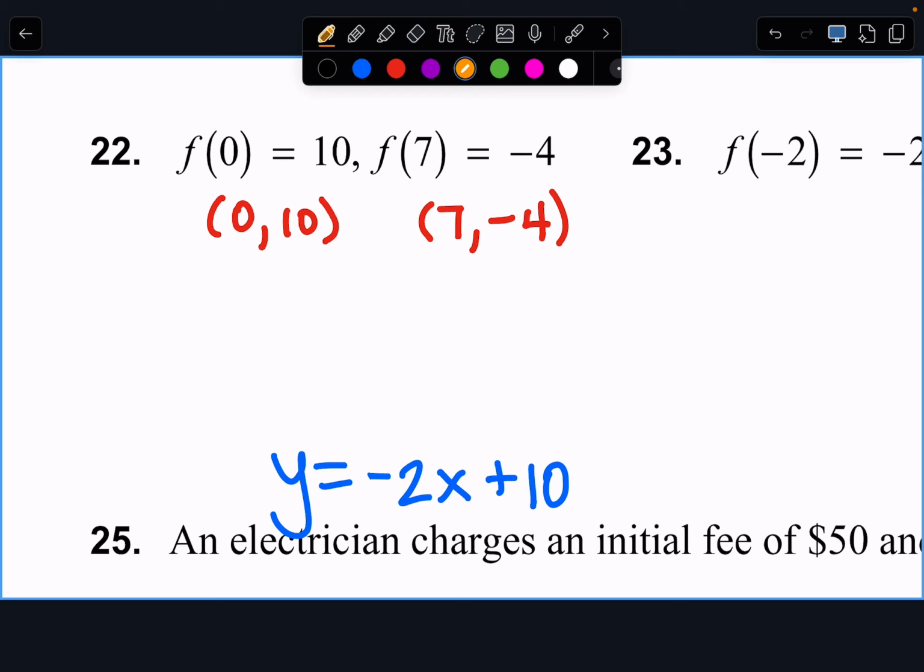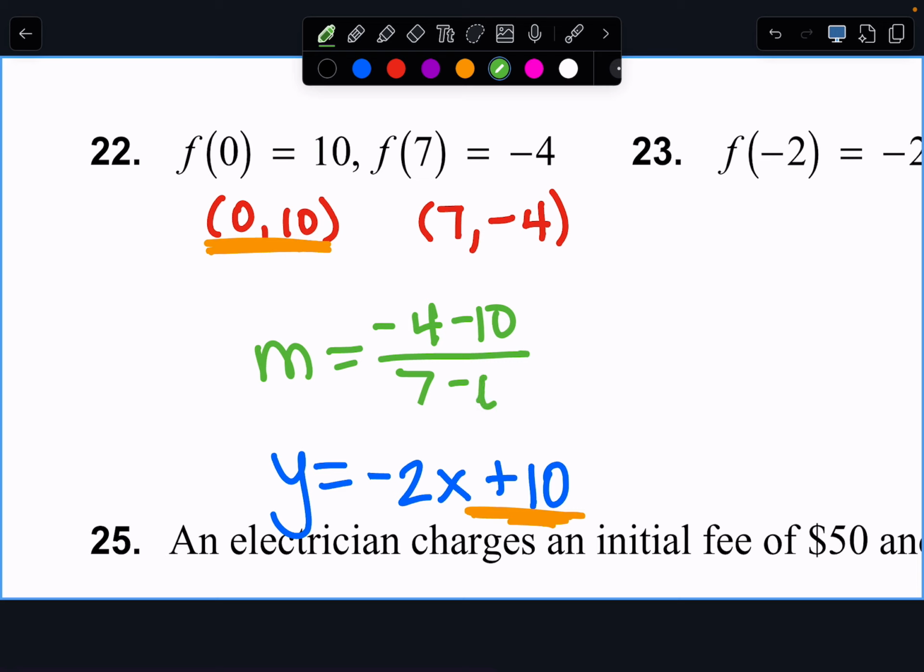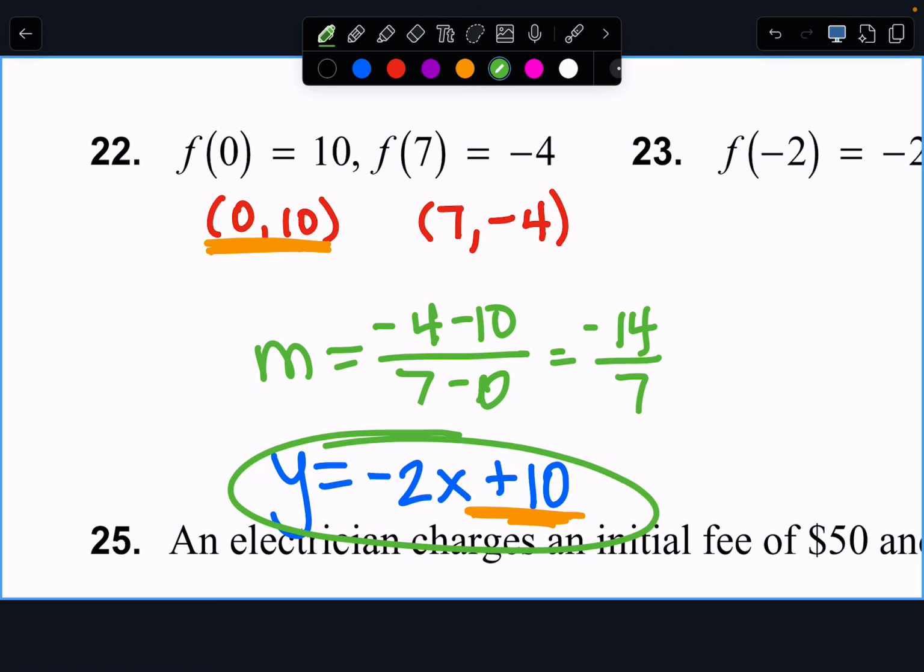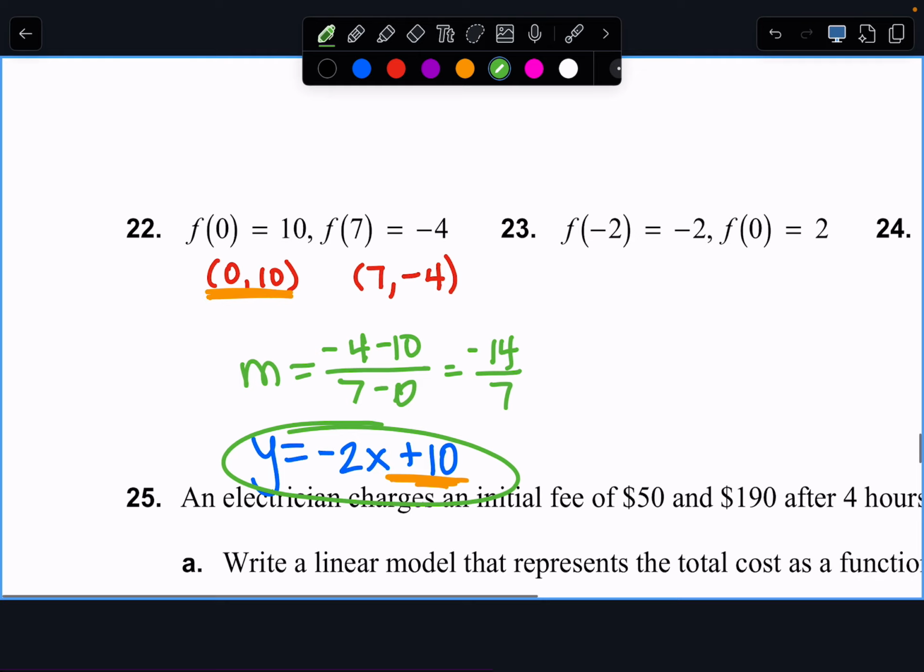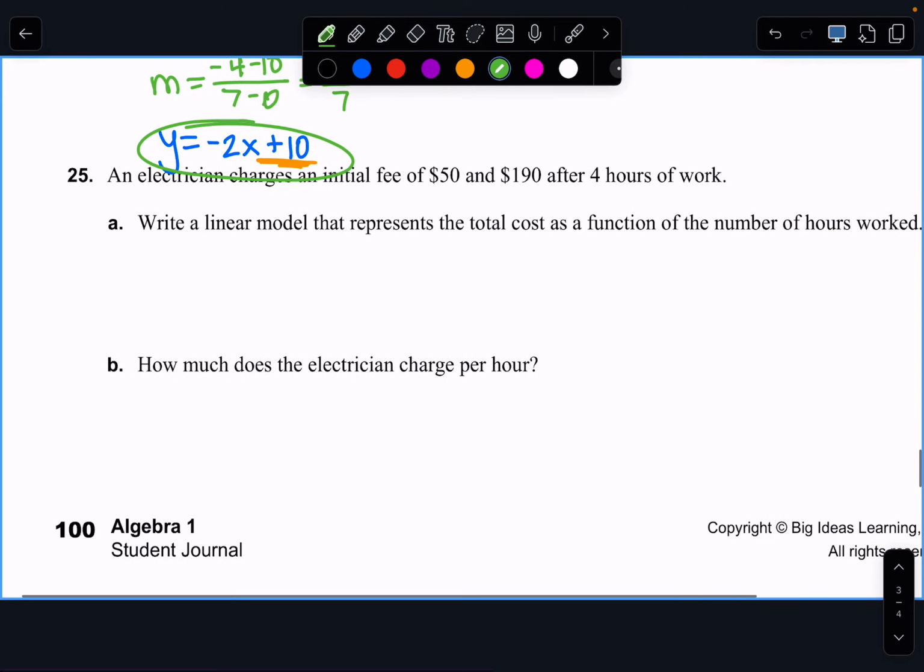I know that I'm good with the plus 10 because our y-intercept is indeed 10. Let's check the slope. We should have negative 4 minus 10 over 7 minus 0. Is negative 14 over 7 negative 2? Yes, it's negative 2. Yep, we're good. Okay. Could you please look at number 25?